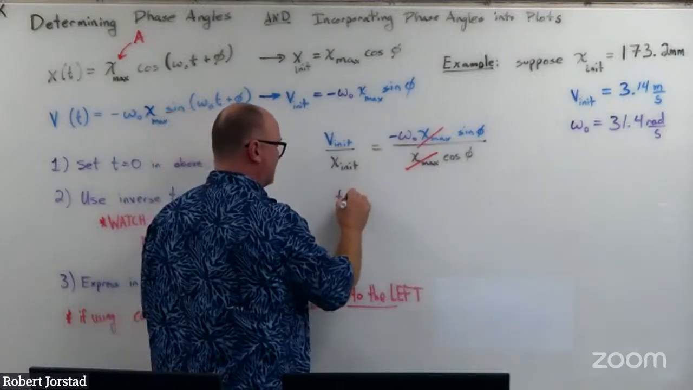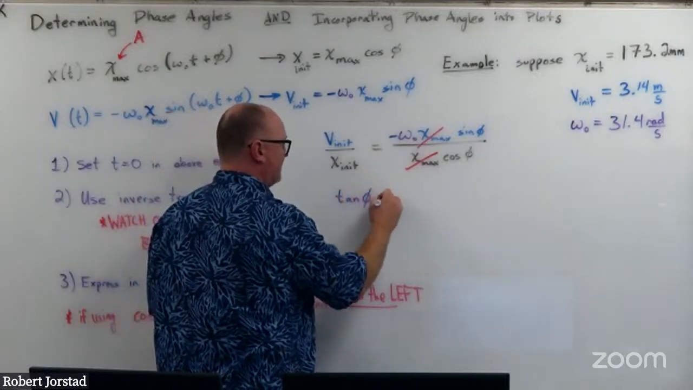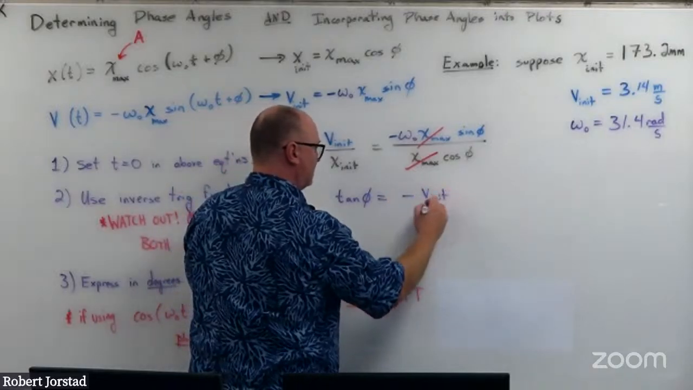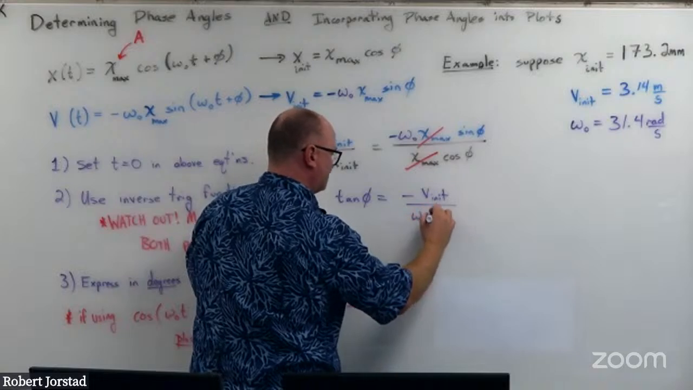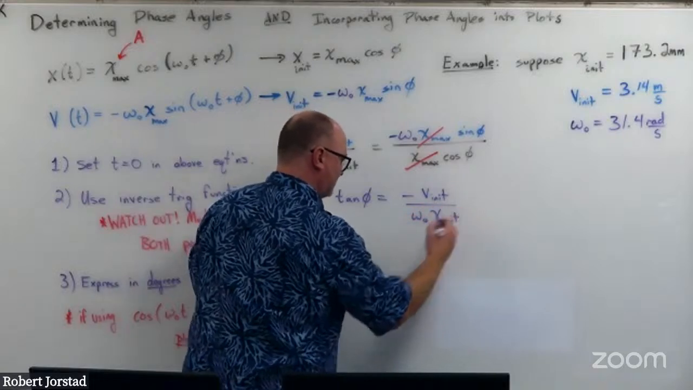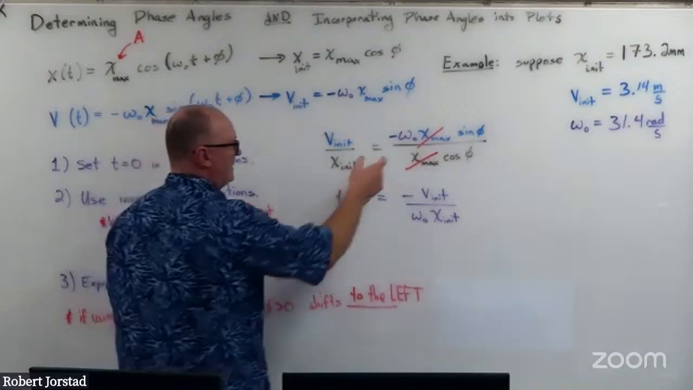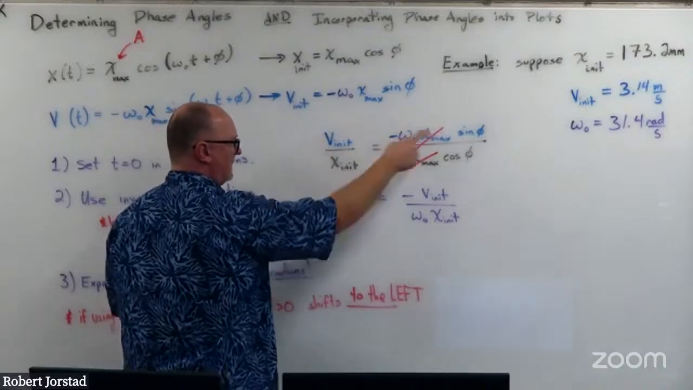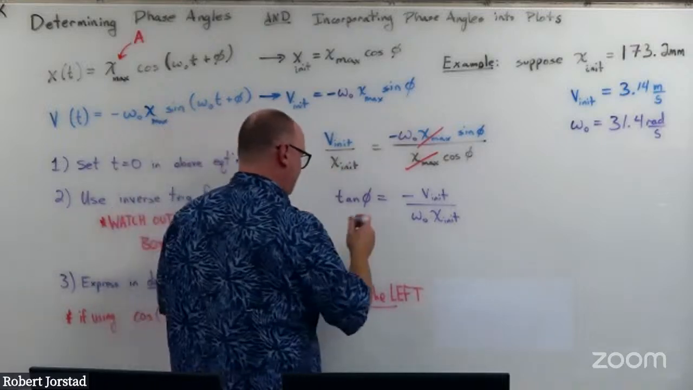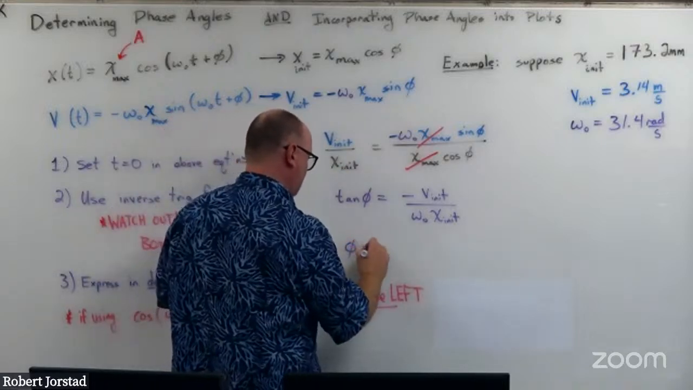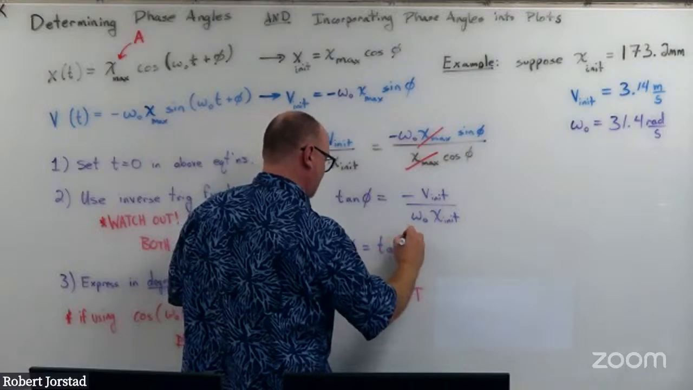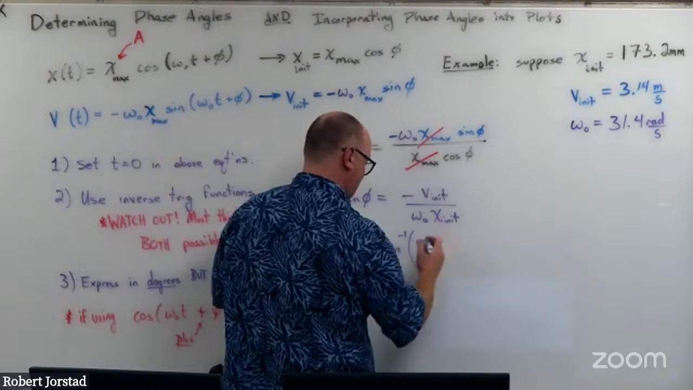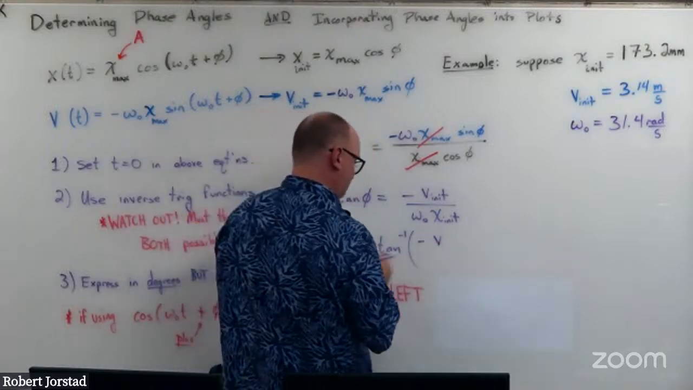I can see that tangent phi is equal to negative V initial over omega naught X initial. I'm going to take a second to verify that. I bring this omega naught down, I bring this minus sign over, I get tangent. So then phi is equal to tangent inverse of minus V initial over omega naught X initial. I guess I could color code it still.